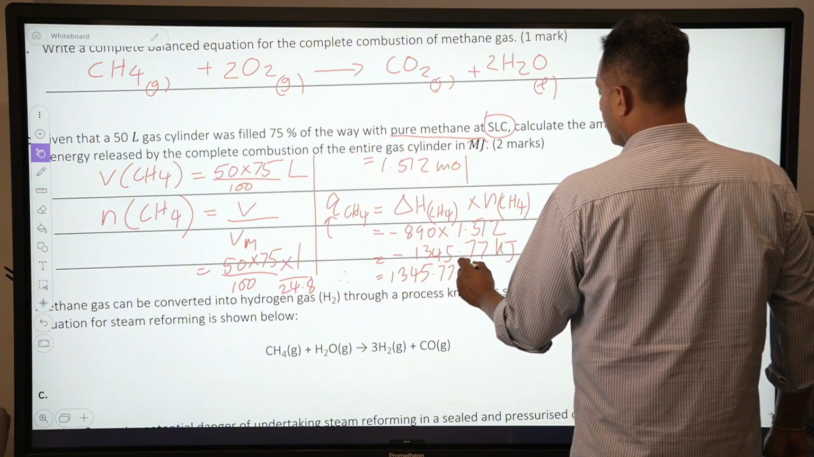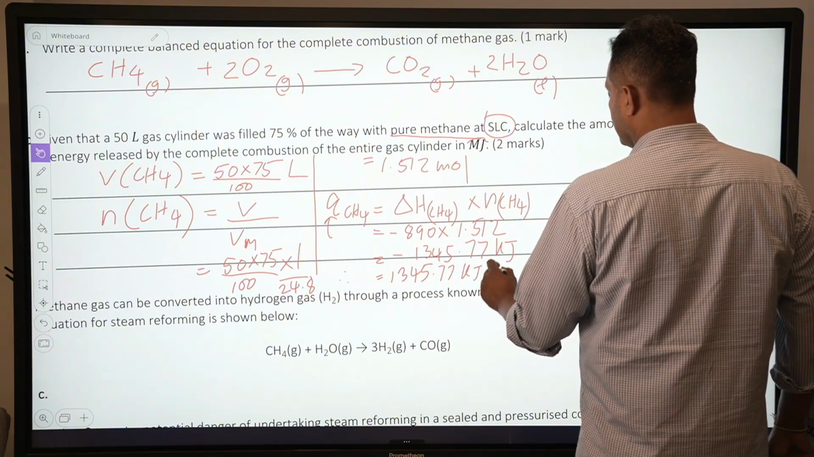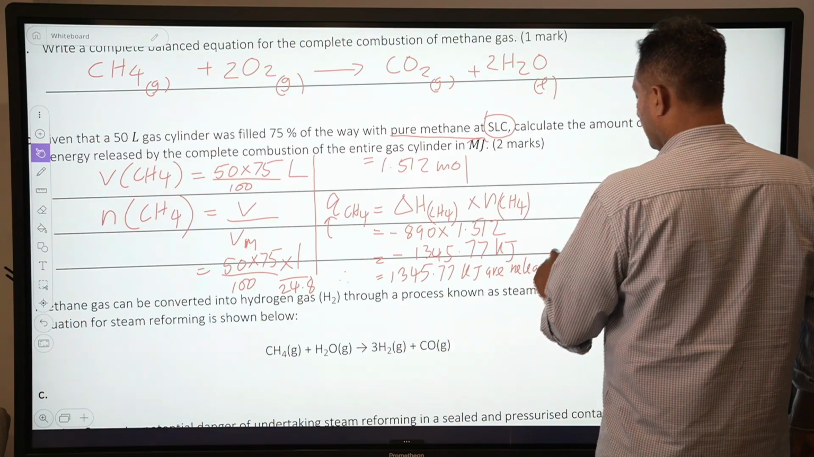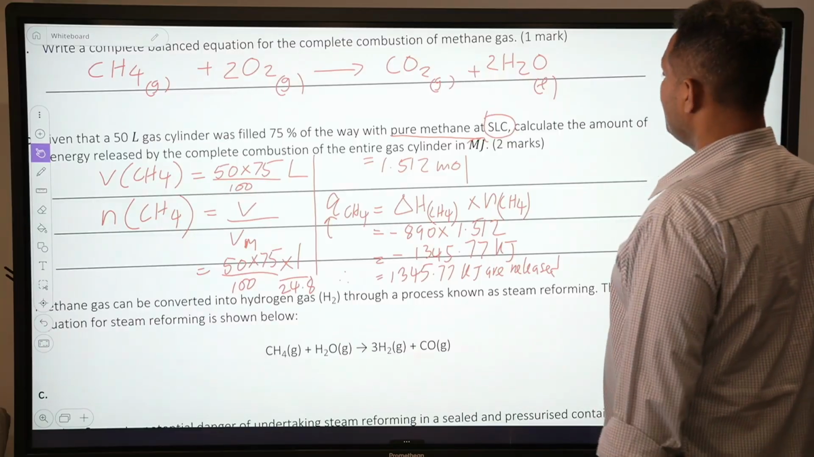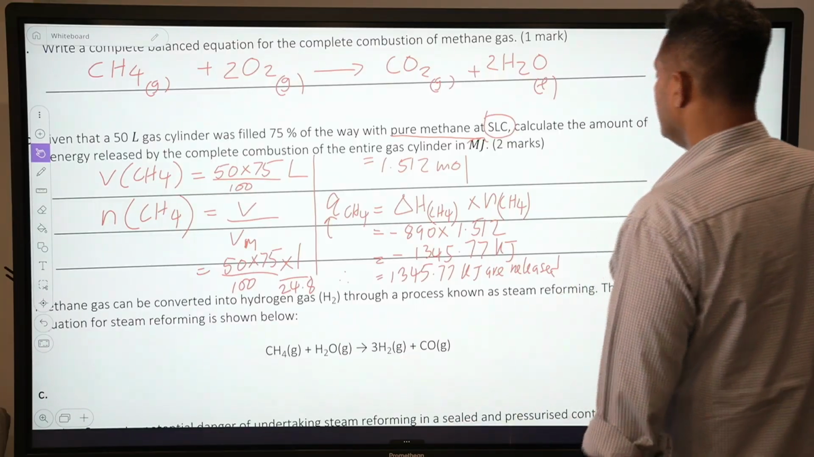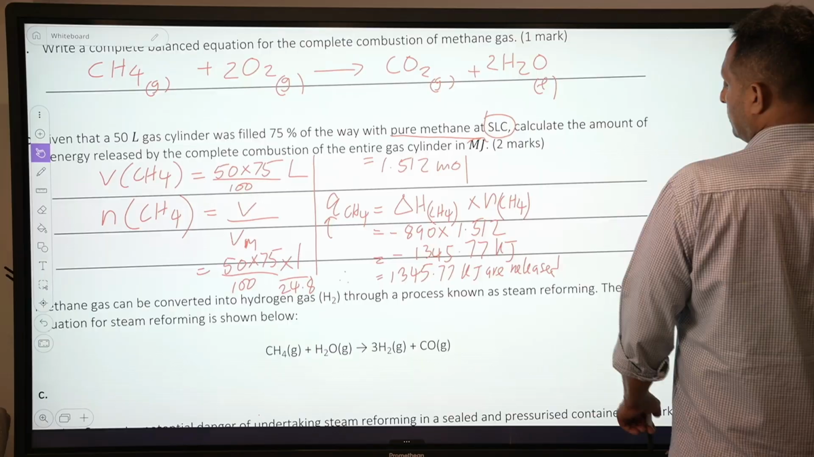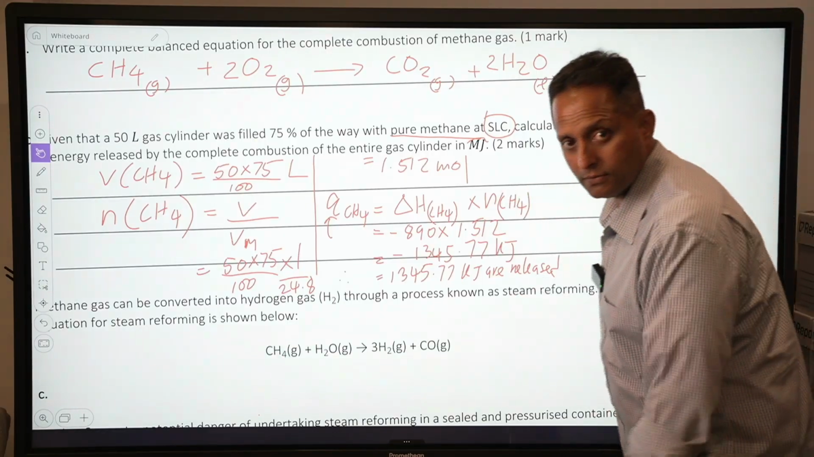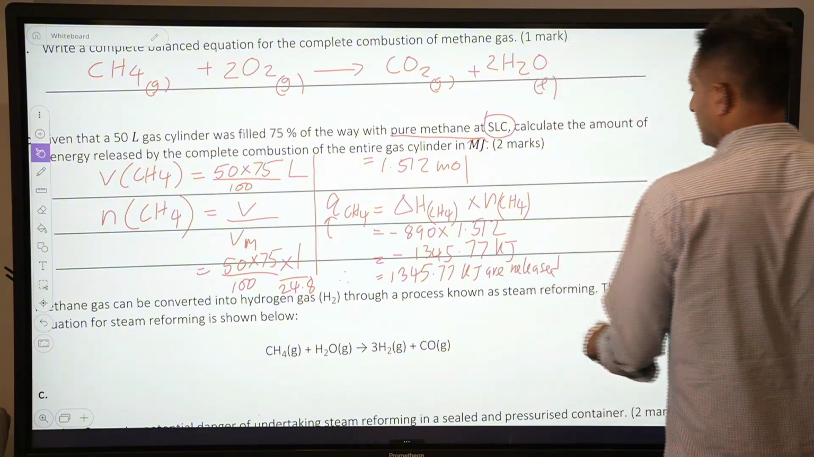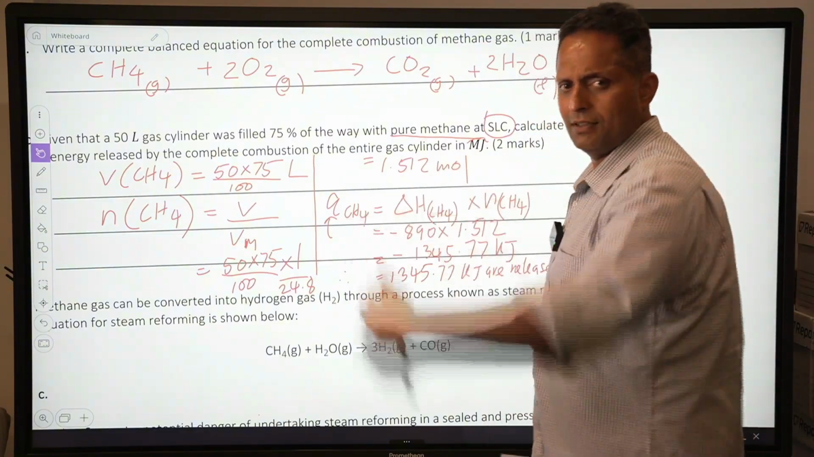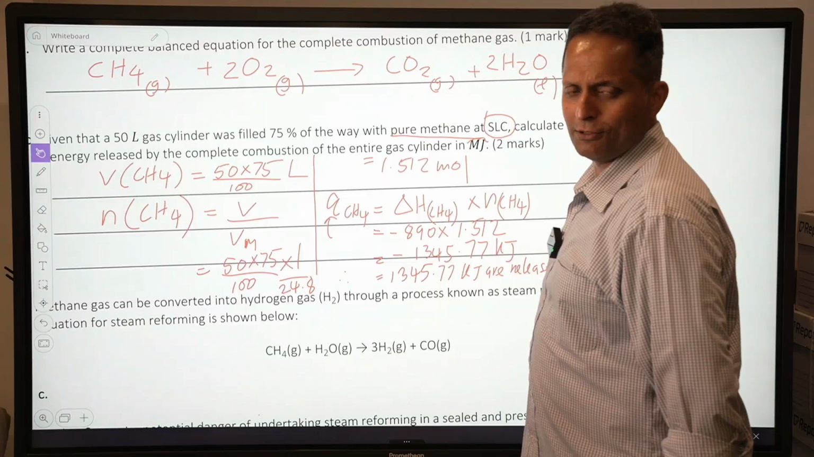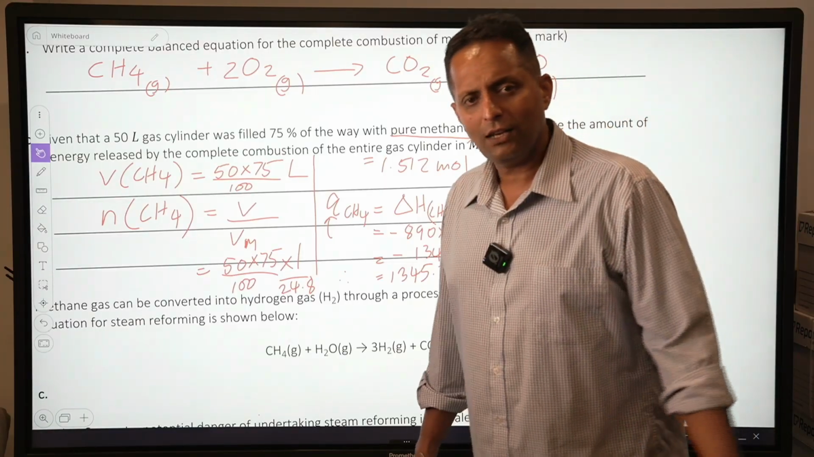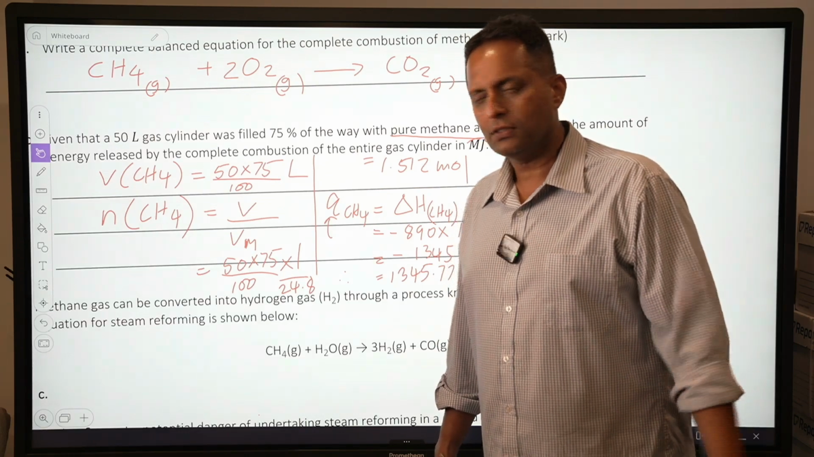1345.77 kilojoules are released. Now the question is asking you to find the megajoules. To convert kilojoules into megajoules, you need to divide it by 1000, right? Do you remember 1000? Some people forget to do this division, and they ask me, hey sir, how do you convert kilojoules to megajoules?